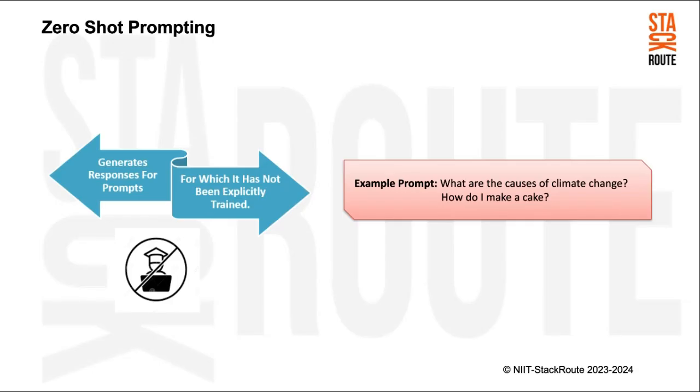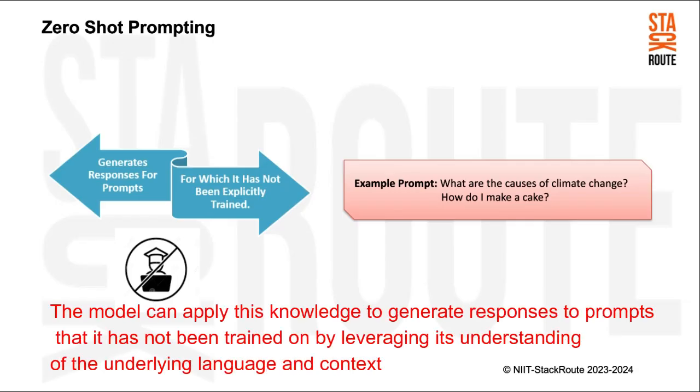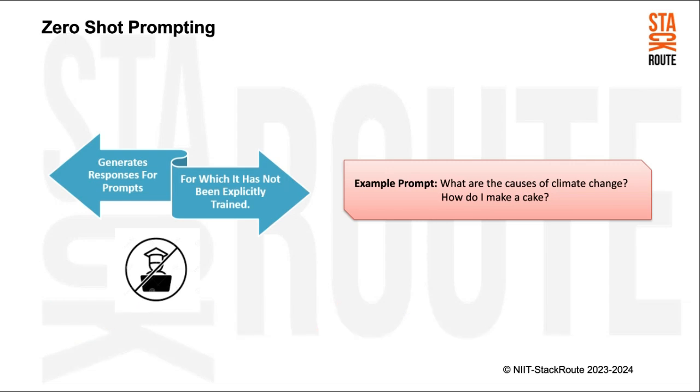So with zero shot prompting, the model can apply this knowledge to generate responses to prompts that it has not been trained on by leveraging its understanding of the underlying language and context. So for example, if you give ChatGPT a prompt like, "What are the causes of climate change?" and then follow up with a completely different prompt like, "How do I make a cake?" the model can still generate a coherent and relevant response to the second prompt despite not having been specifically trained on cake recipes or baking techniques.